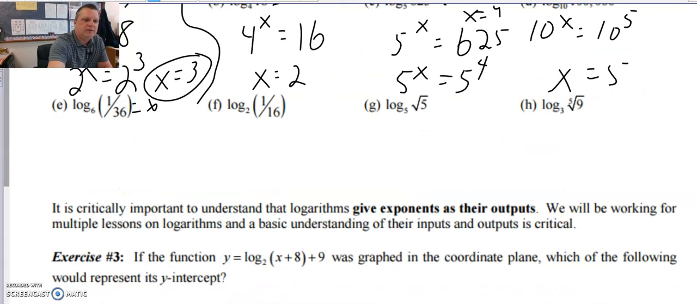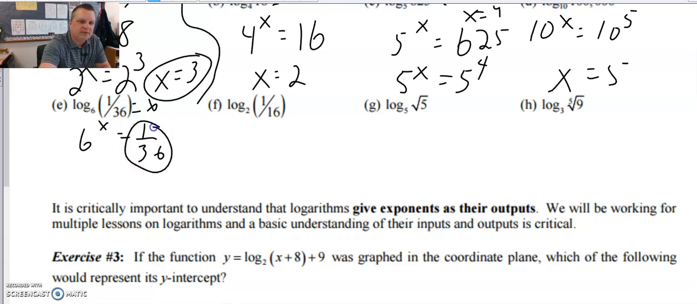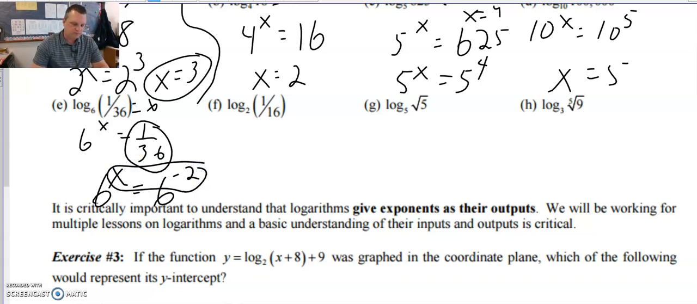Equals x. So we have 6 to the x equals 1 over 36. We're still having some difficulty with the fractions. So remember, this fraction means it's a negative exponent. 6 to the x equals 6 to the negative 2. x equals negative 2. And again, we can plug it right in your calculator.